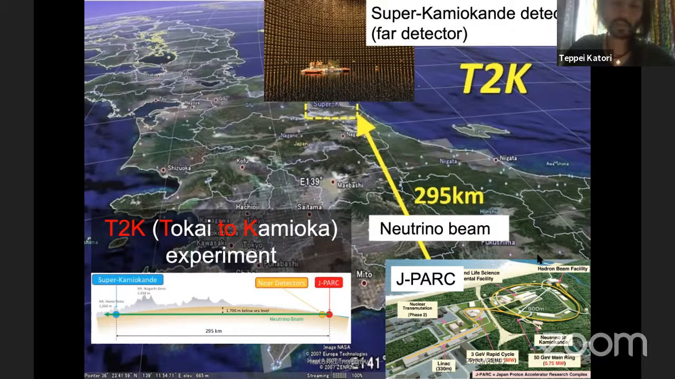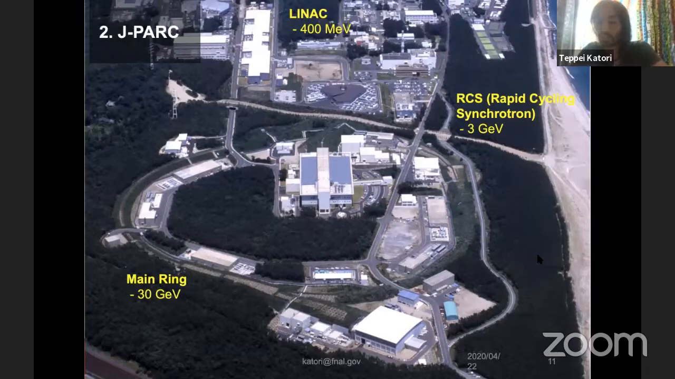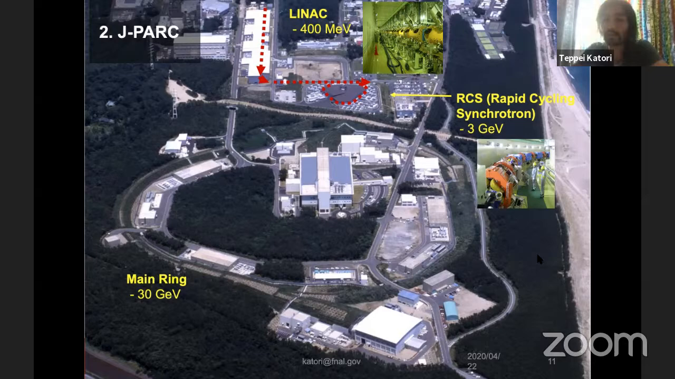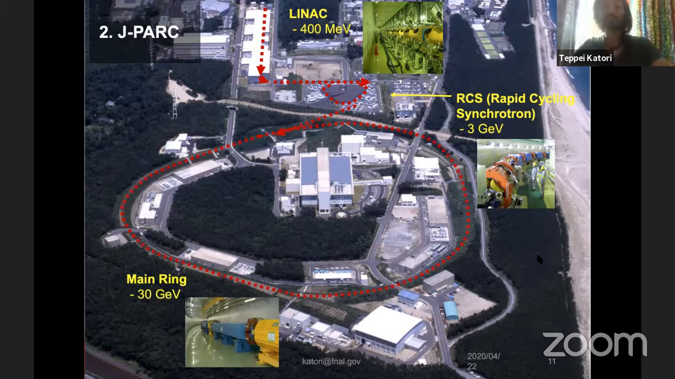So this is J-PARC, which is very close to the beach. It's okay, not the best beach you can imagine. But first you have to accelerate protons. Start from the Linac, which is a 400 MeV linear machine. These protons are sent to the RCS, the rapid cycling synchrotron, up to 3 GeV. And then this is sent to the main ring, which goes to 30 GeV.